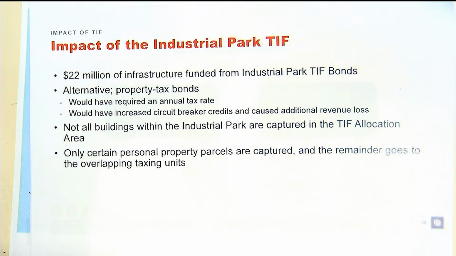But one thing with your industrial park is that not all buildings within it are being captured by the TIF. So there are some buildings within that industrial park that did increase the assessed value of the overlapping taxing units because they were not being captured by the TIF. And then same with some personal property parcels, which are not being captured within that TIF area and are added to the tax base.